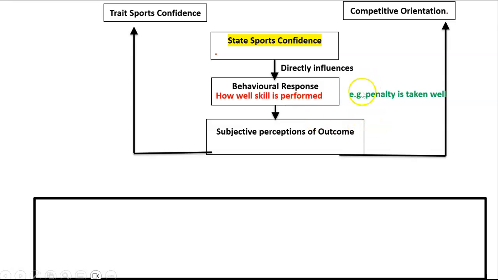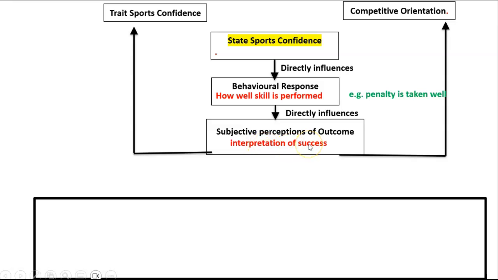And then as a result of that, it will directly influence our subjective perceptions of outcome. Now, all this means is, if you take your penalty well, after that, you will have an outcome. That outcome will either be a successful penalty or an unsuccessful penalty, and you will interpret whether you think it's a successful penalty or an unsuccessful penalty. So if we put it down to here, it's the interpretation of success.